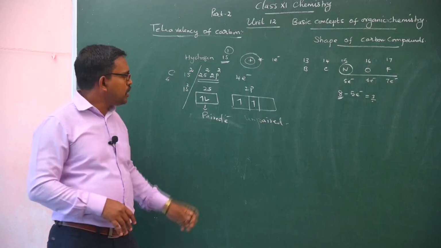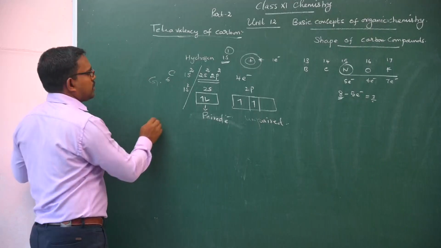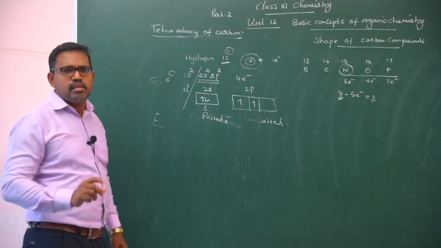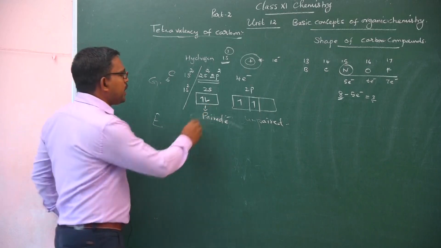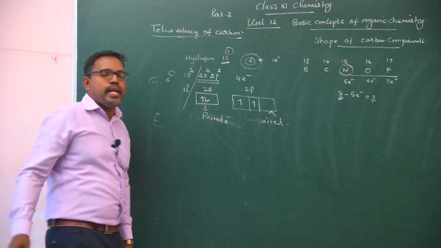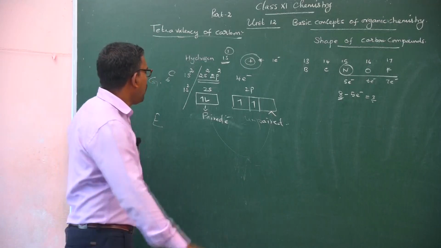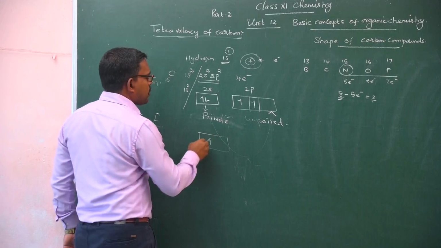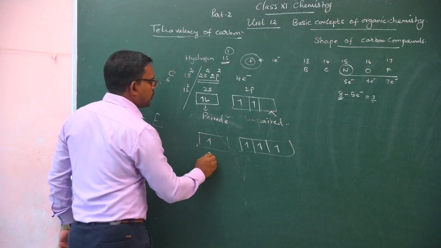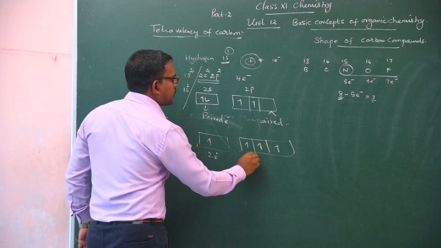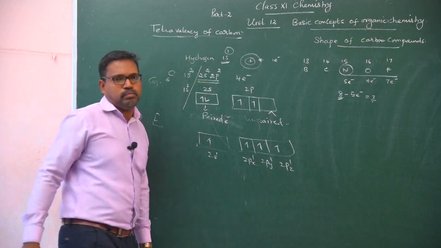This is because of excitation from the ground state configuration. This is the ground state configuration, but an excited state configuration is also possible. One of the s electrons is transferred to the 2p orbital. So what is the electronic configuration now? 2s1, 2px1, 2py1 and 2pz1.